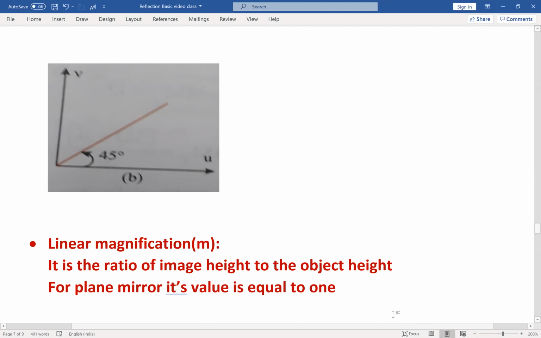We know that image height is equal to object height. That's why the ratio between them will be 1. So the linear magnification of a plane mirror will be 1.